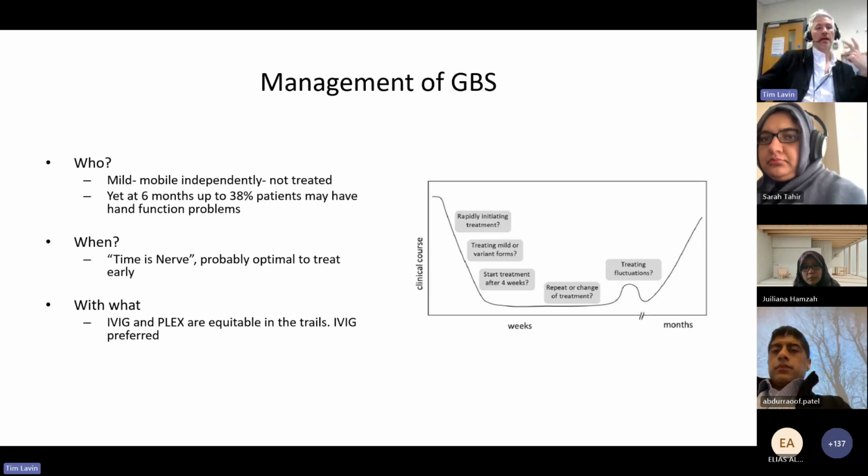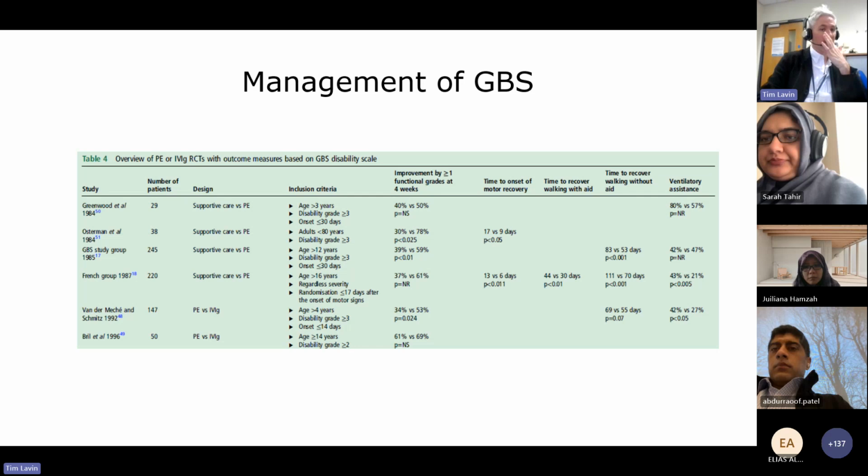Okay. Now, there are two proven treatments basically for GBS, and that is IVIG and plasma exchange, and they were generally equivalent in the trials. Now, IVIG is preferred because of its ease of administration compared to plasma exchange, but in terms of outcome, there isn't a huge difference between the two treatments. There are studies if anyone's interested.